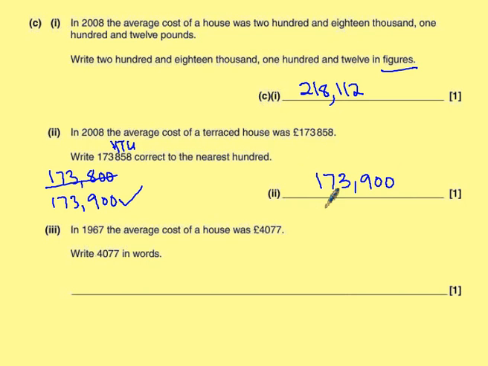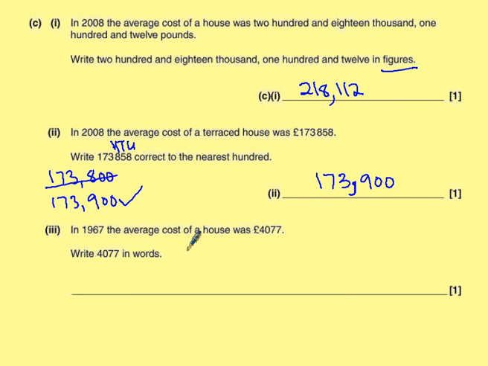£173,900. And it doesn't ask us to put the pound sign because it says write the number correct to the nearest 100. So 173,858 rounds up to 173,900. And that is a comma separator there.